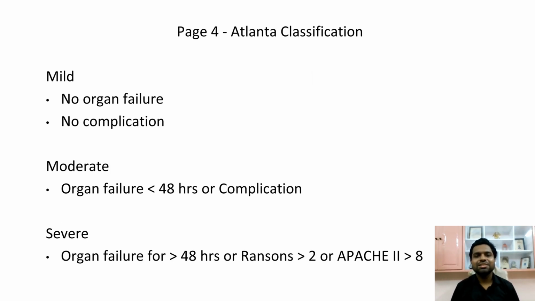This much we have discussed just for this page 4 content, that is nothing but Atlanta classification. So we divide it into categories: mild, moderately severe, and then severe. But no one fails you if you just remember moderate. So don't stress yourself on remembering it as moderately severe. Mild is like no complication and no organ failure. Moderate is like less than 48 hours of organ failure or a systemic complication or a local complication. Then severe is like persistent organ failure or Ranson score greater than 2, APACHE II greater than 8.